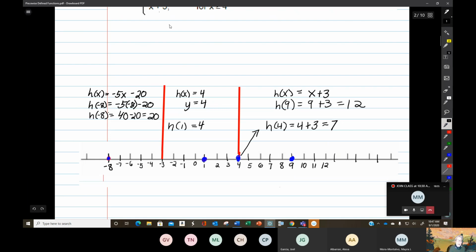So now we know h of negative 8 equals 20, h of 1 equals 4, h of 4 equals 7, and h of 9 equals 12. And that's how you do piecewise defined functions.